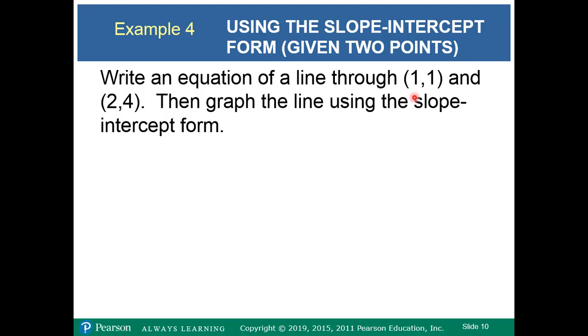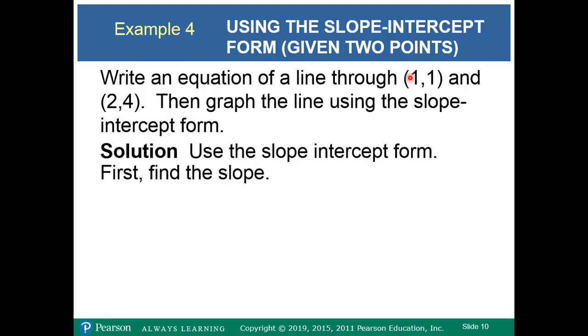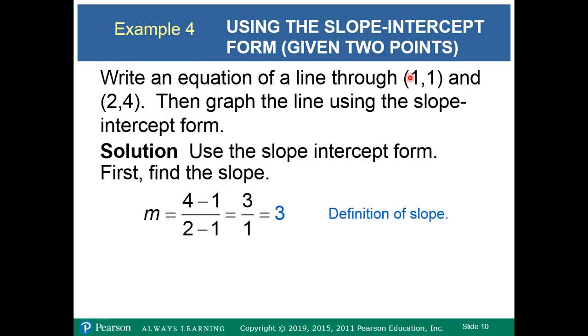So now, what about this? Write an equation of the line through these 2 points. Then graph the line using slope-intercept form. So first of all, we have 2 points, so we can easily calculate what? The slope. So let's find the slope, and by plugging in our values into the slope formula, we find that the slope is 3.